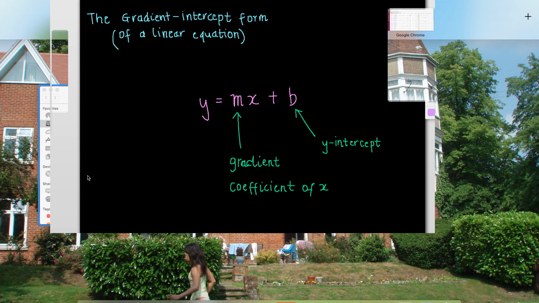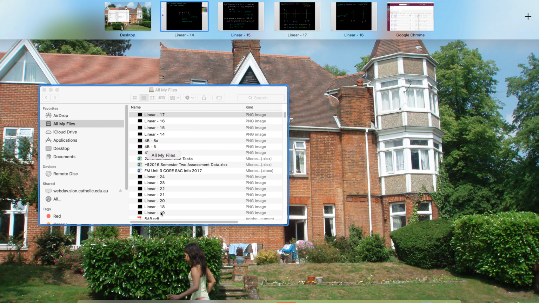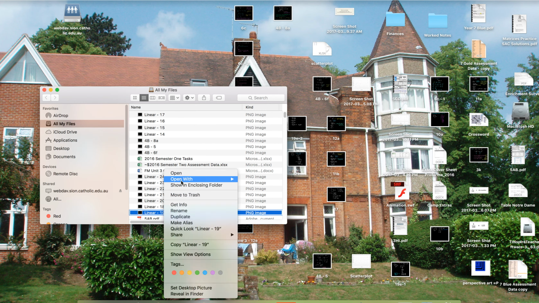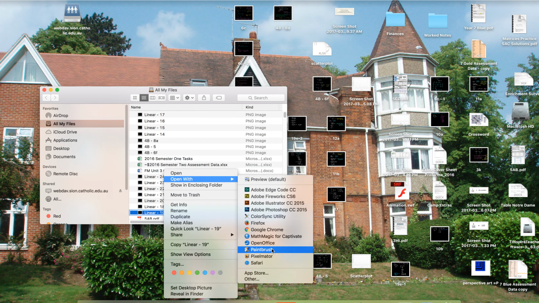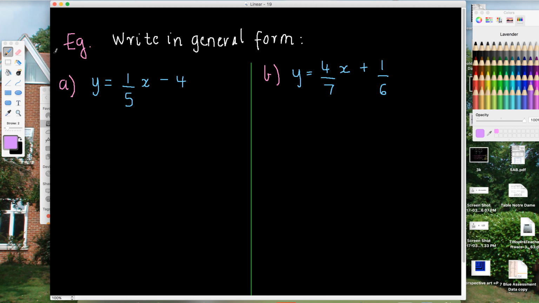I'm going to have to go back to this page over here. There it is, I want number 19. Okay, so, no, that's not what I wanted, number 18. Sorry about this.